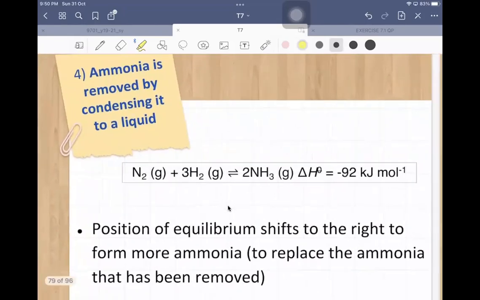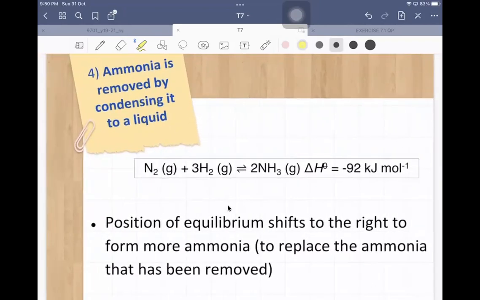Ammonia is removed by condensing it to a liquid. So this was what I was saying just now. What happens in this plant is anytime you produce ammonia as a gas, they remove it out of the system. The reason for this is that if you remove ammonia out of the system, that means you are decreasing or reducing the concentration of ammonia.